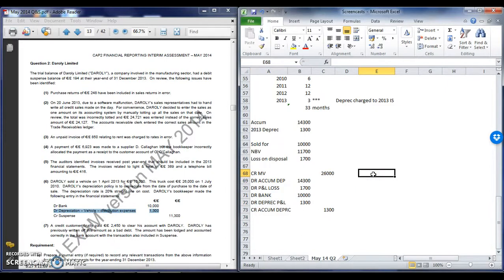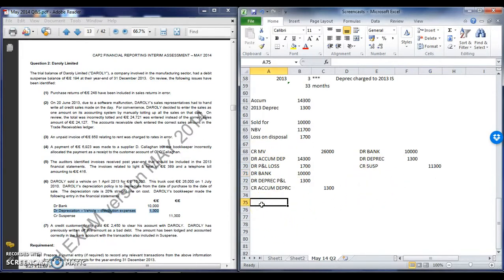We know what has been done, so you'll debit bank 10,000, debit depreciation in the P&L 1,300, and then credit suspense 11,300. So see now, the fact that we know what should have been done and what has been done, it's very easy to figure out the adjustments, and that's why particularly for the complex items such as here, you're better off to go with this approach.